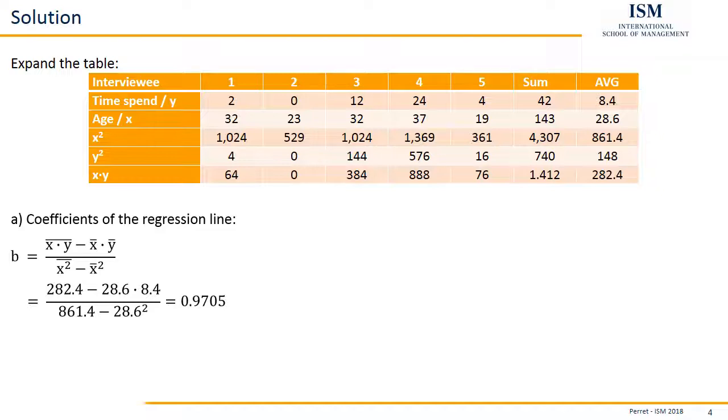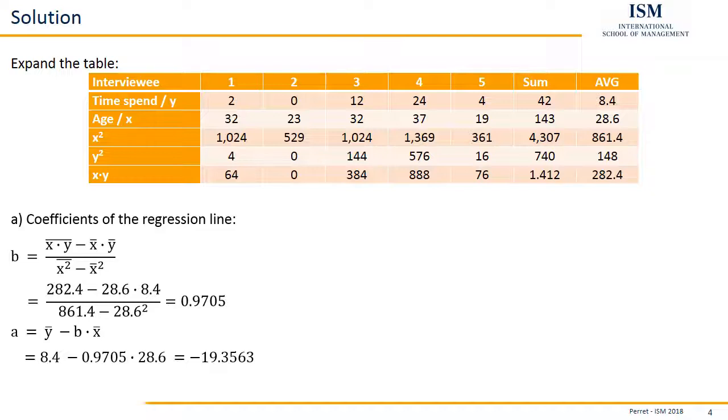Then we can use this slope to calculate the intercept. The intercept is given via the average of y minus b times the average of x. So here we have 8.4 minus 0.9705 times 28.6. If we insert those values and calculate this, we get as a result minus 19.3563.